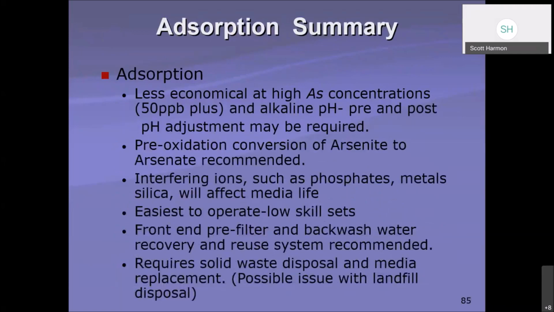So here's the summary, and then we'll take a break. In summary, absorption type things are less economical at higher concentrations of arsenic, and at higher alkaline pH numbers, so above 7. Pre and post pH adjustment could be required if it's not in the proper range. Pre-oxidation conversion of arsenite to arsenate is recommended, particularly if you don't have point of use or point of entry treatment devices in your system.